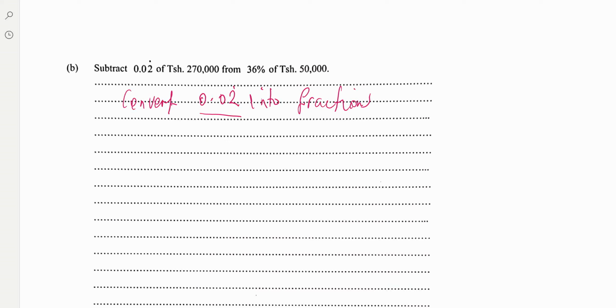Converting this into fraction, you can let x be 0.02 repeating, then you have 100x equals 2.02 repeating. So now we'll be subtracting, and you have 99x equals 2. From here we know that x will be 2/99.